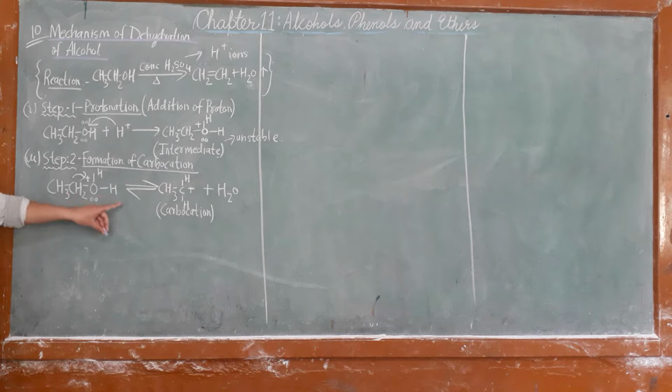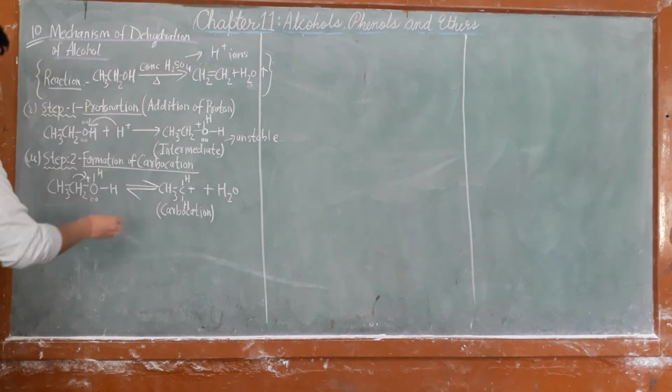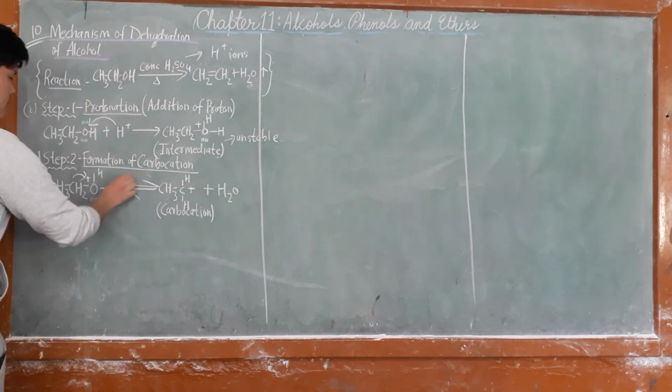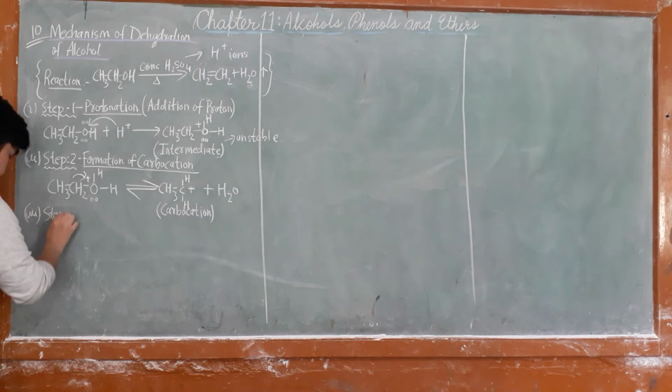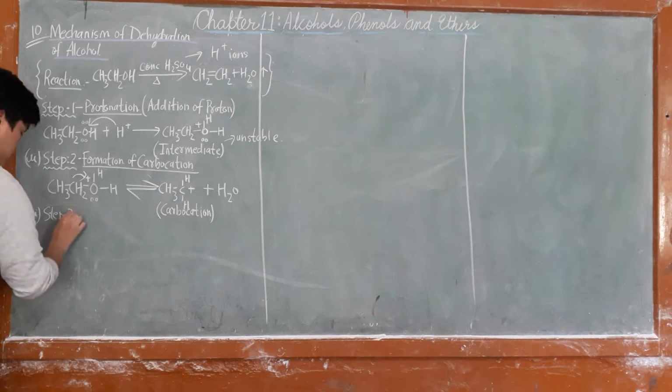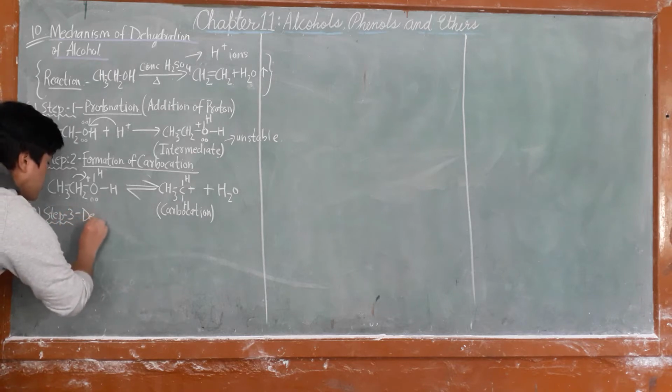The second step is this formation of carbocation, and in fact, this is the most important step because water is released in this second step. But don't forget that this reaction is in dynamic equilibrium. Now the third step. Step 3 is deprotonation.